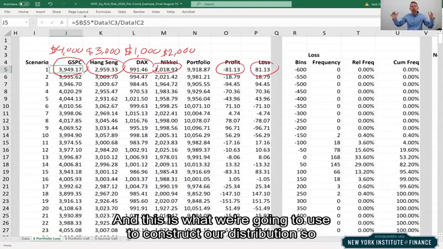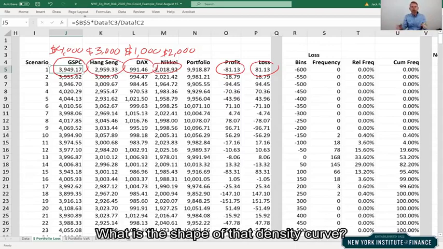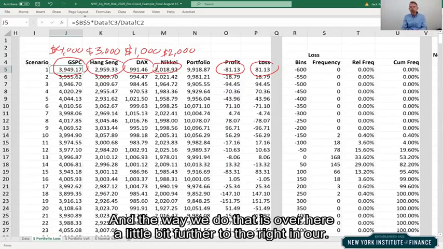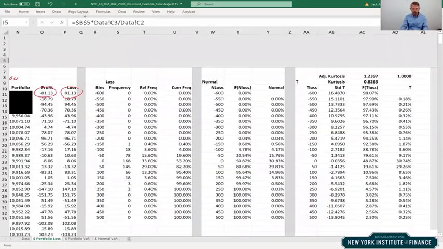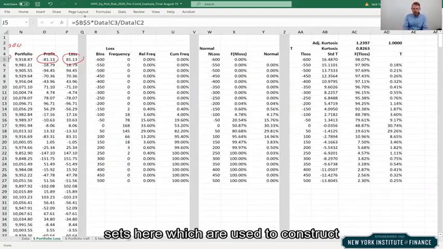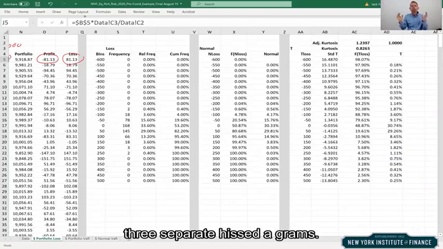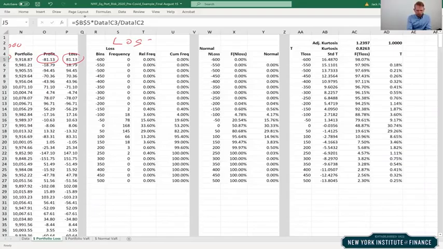And this is what we're going to use to construct our distribution so that we can determine what kind of a distribution we have. What is the shape of that density curve? And the way we do that is over here, a little bit further to the right on this worksheet. And what we see are three sets here, which are used to construct three separate histograms. And so our first histogram is our loss function. So this is our loss function.